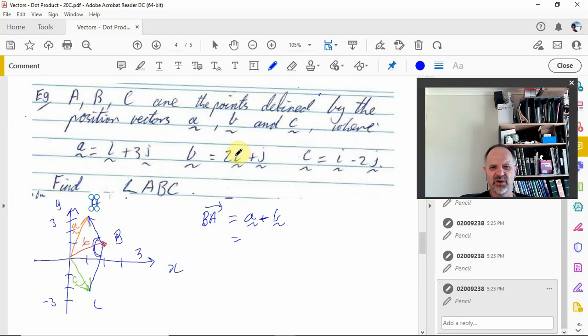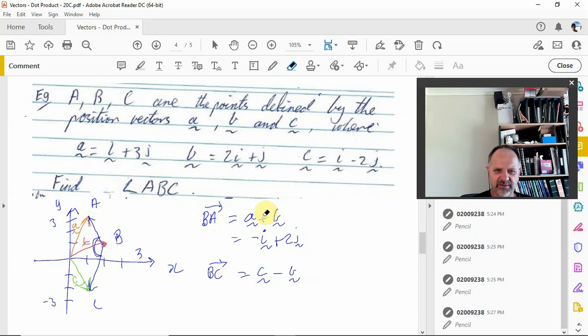Now when we do A minus B, we've got 1 minus 2, so that's negative i, and 3 minus 1, 2j. Then the next vector, because that's the tail, that's pointing here, is B to C. And B to C, again, is negative B plus C, so C minus B.